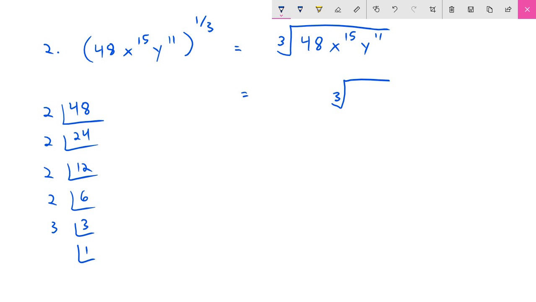All right, now, this is why it's important to identify the index. Right here, we're not looking for pairs. What are we looking for? What is your index on this problem? 3. So instead of looking for pairs, we're going to look for triples. That tells us how big our groups are, remember? So what triples do you see here?